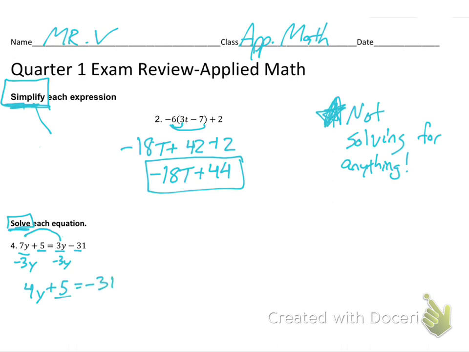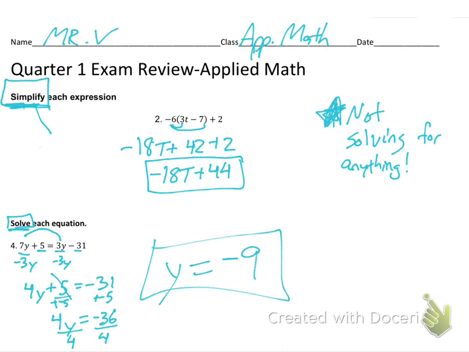I want to get rid of this 5. So what I'm going to do is add negative 5, or just minus 5, on each side. And then that will cancel out, and that will give me 4y is equal to negative 36. Now I want to get y by itself, so I divide by 4, and y is going to be equal to negative 9. And you can check that by plugging it right back in. If you want to check your answers, just take y and plug it in for each y, and then solve for it.